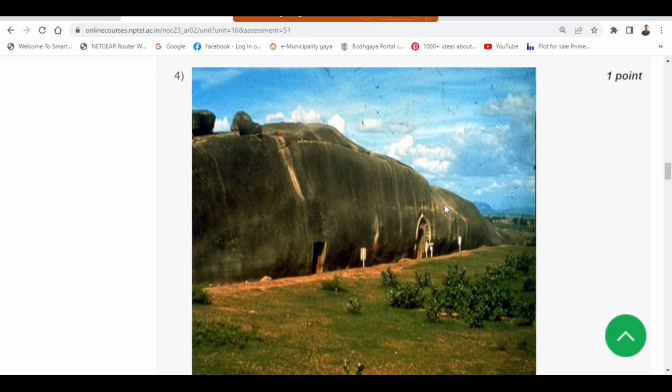Okay, so this is the Barabar Caves, and I was asking the question where it is located. So this is located in Jahanabad district in Bihar, okay?